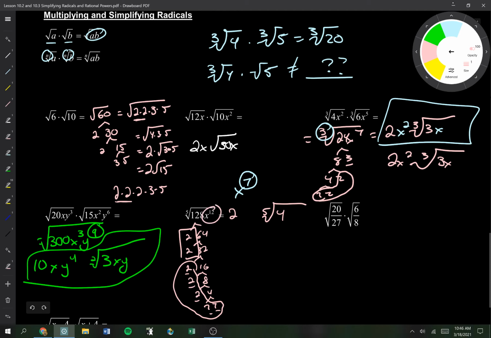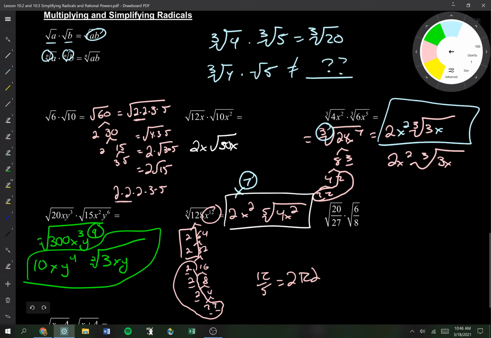Now I'm going to take the power 12. 12 divided by 5 is 2, remainder 2. So I have 2x squared with 2 x's staying behind. There's my simplified form.